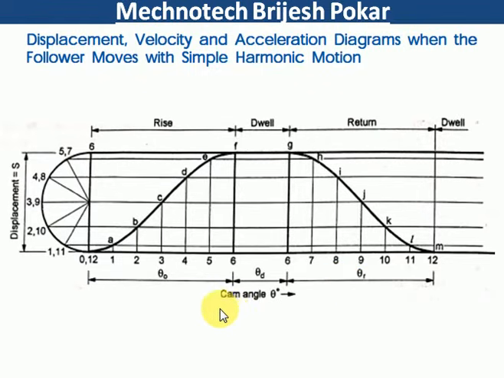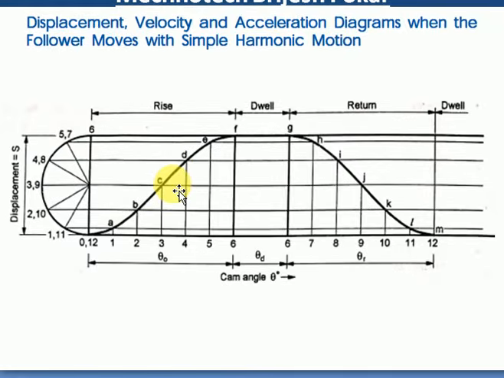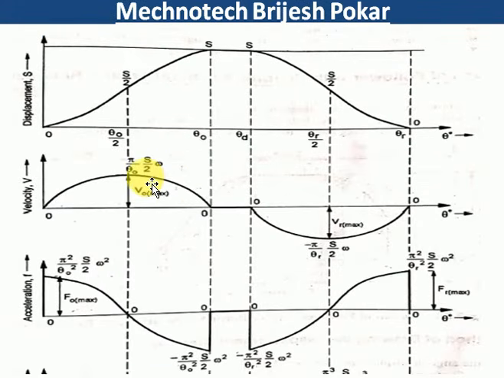Okay, so this is the cam angle, and this is the displacement. Displacement of the follower, whatever the motion of the follower, up and down motion, right? So this is basically simple harmonic motion. Now what is the displacement, velocity and acceleration diagram for the simple harmonic motion?